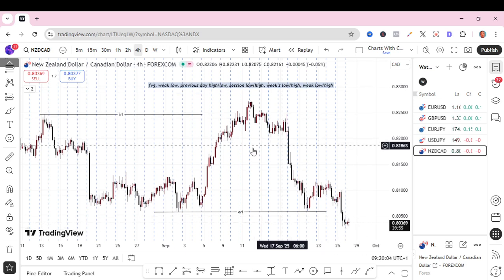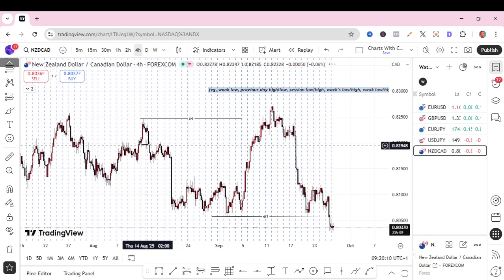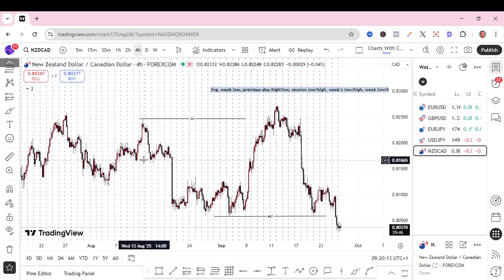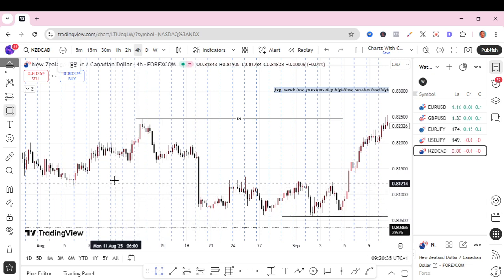So for this case, this internal range liquidity, if you check, was formed on Wednesday. Check it closely, look at my cursor here. It was formed on Wednesday, so that was the week high for that particular week. The week started from Monday. This is Monday and this is Friday. Let me highlight that properly. The week started from Monday down to Friday.